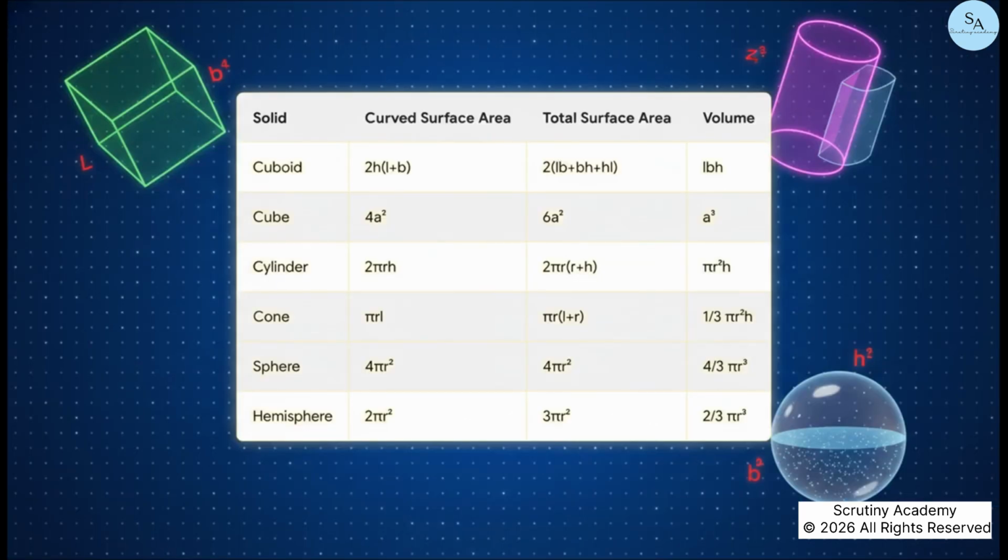We've got all the key players, the cuboid, cube, cylinder, you name it. And for each one, this table gives you the exact formula for curved surface area, total surface area, and volume. Don't let the letters scare you. L, B, H, and R just stand for length, breadth, height, and radius. I would seriously recommend pausing here, take a screenshot, maybe even print it out. This is the foundation for solving pretty much any problem they can throw at you.